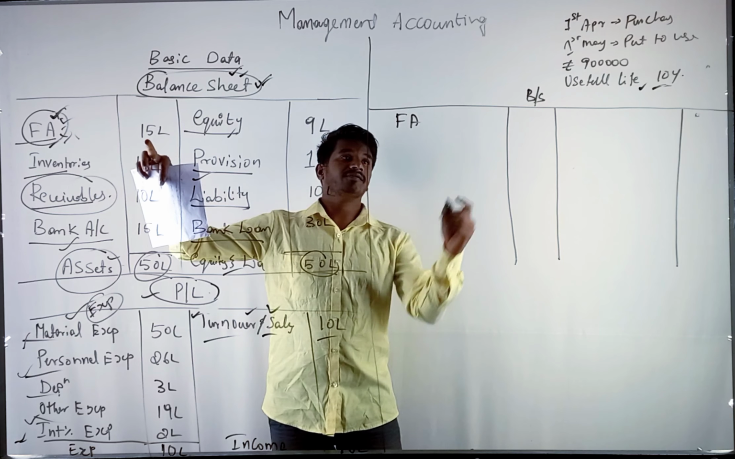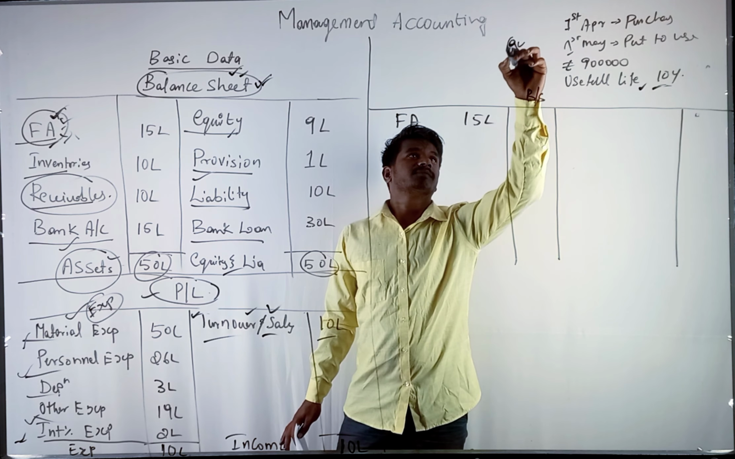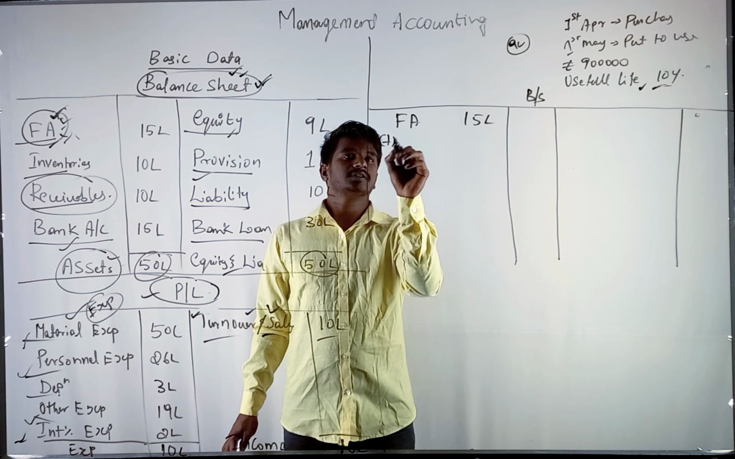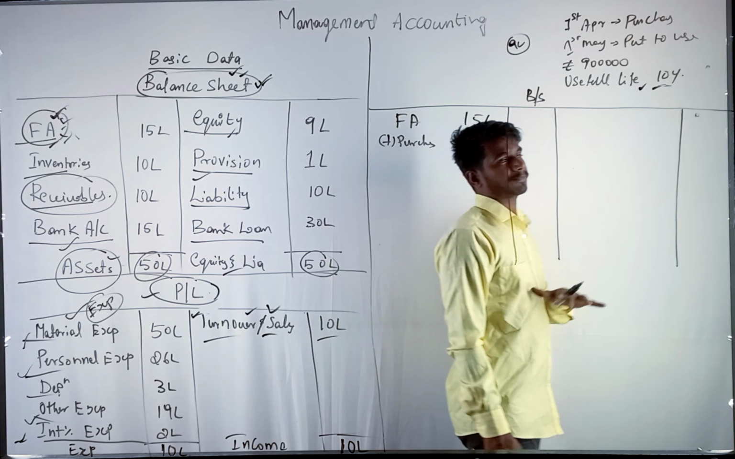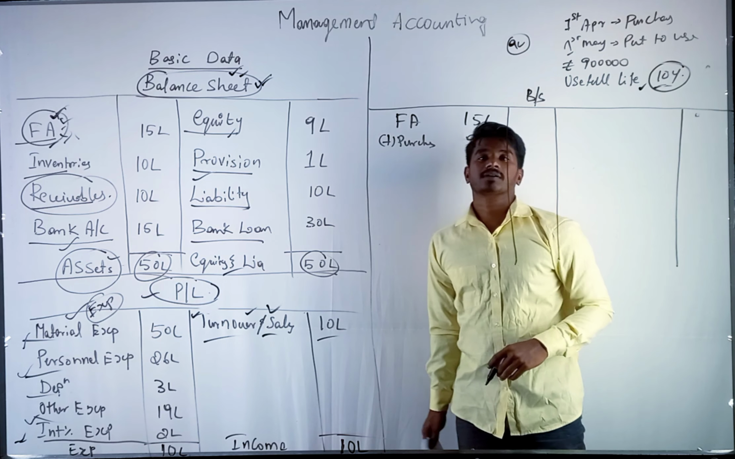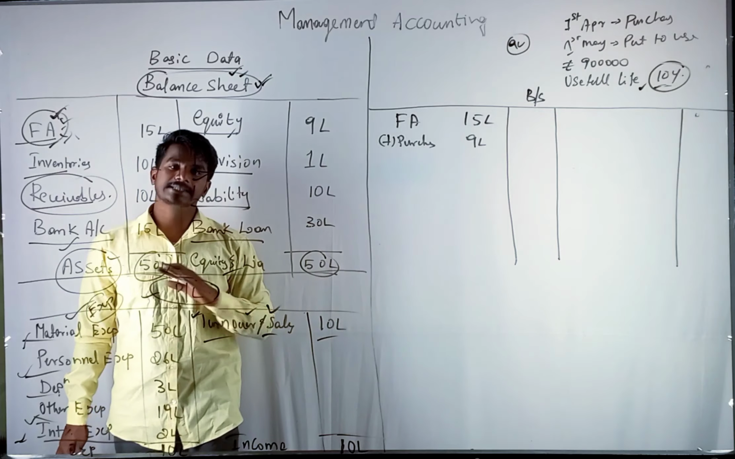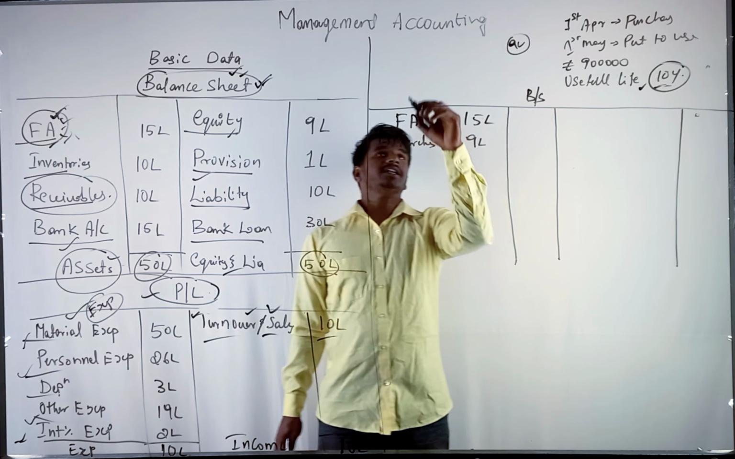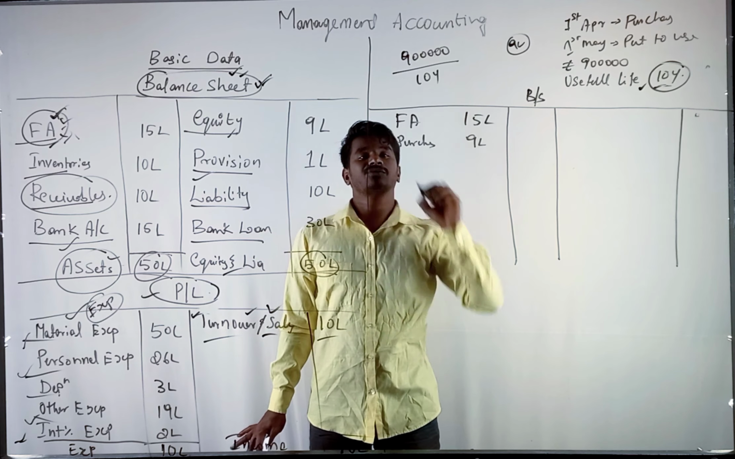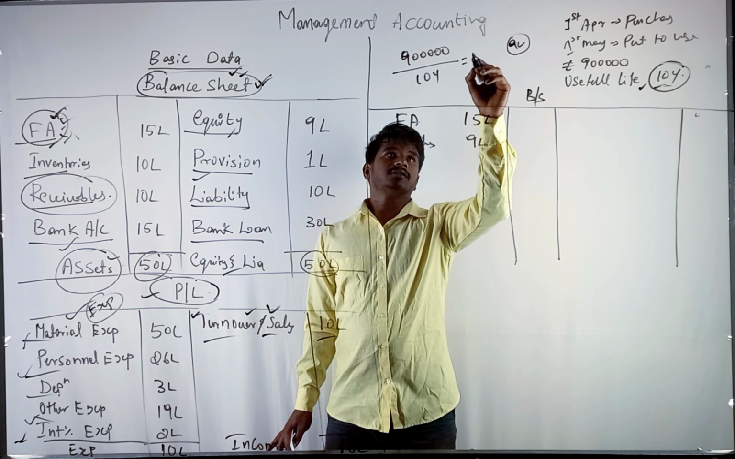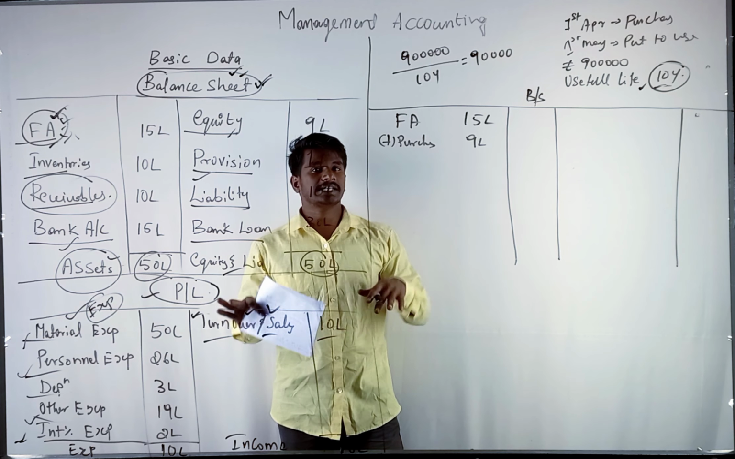Means we have purchased a fixed asset. For fixed asset, they have given 15 lakh. There is a fixed asset of 15 lakh already. Then we have purchased a machine for 9 lakh. Is that correct? Yes. Now, if you use a machine for 10 years, the value of that machine will decrease. Is that correct? Yes. Fine. The total amount of the machine is 9 lakh rupees, and we are using it for 10 years. The depreciation per year is 90,000.